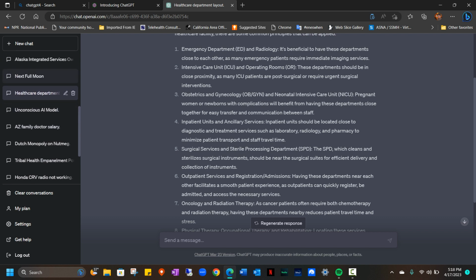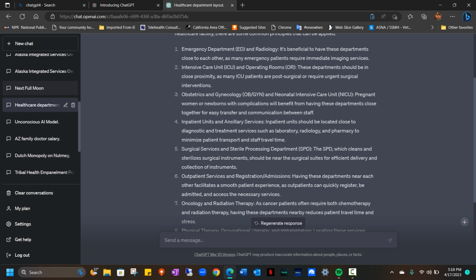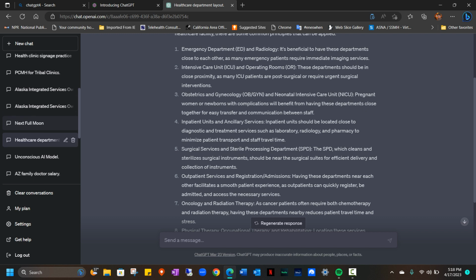Next full moon, I was playing Pokemon and I couldn't evolve a character until the next full moon, and I wanted to know what that is. I wanted to know about this lady who said she worked for Alaska Integrated Services. What is that? Who is the owner? What does that look like?